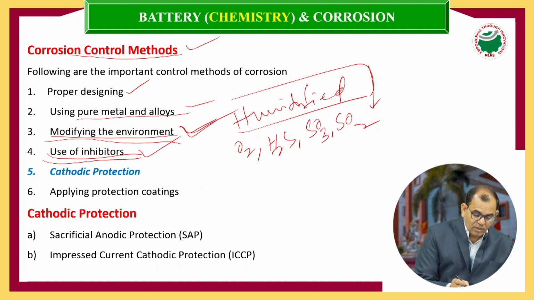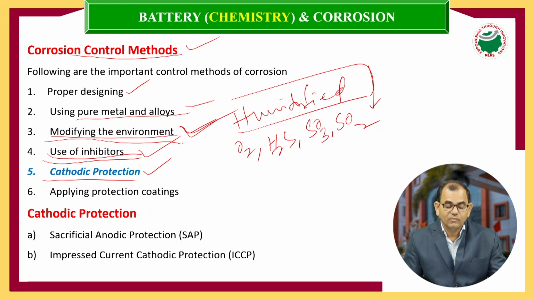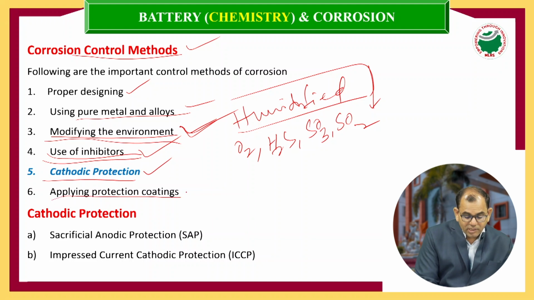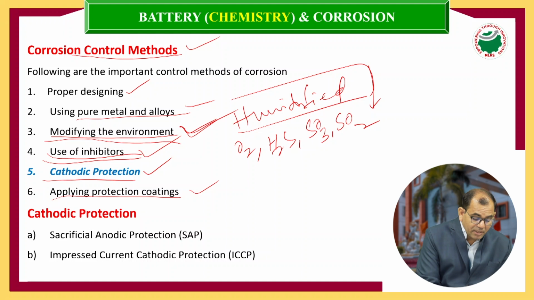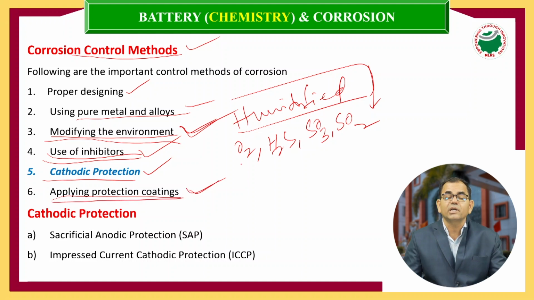Okay. And cathodic protection, applying protective coatings. Basically, if there is a metallic rod or pipe, and it is coated with any paint, wax, or grease, we can minimize or prevent the corrosion.